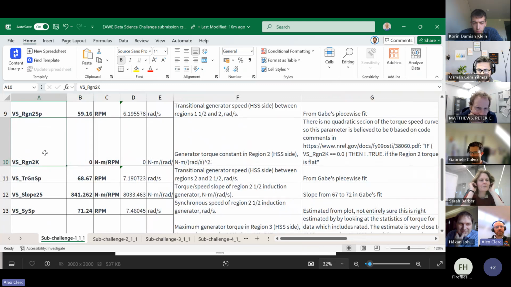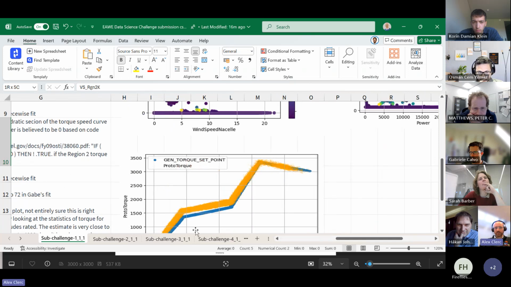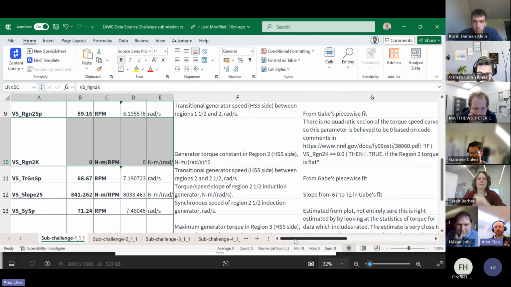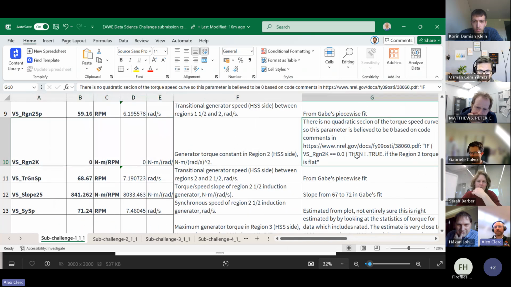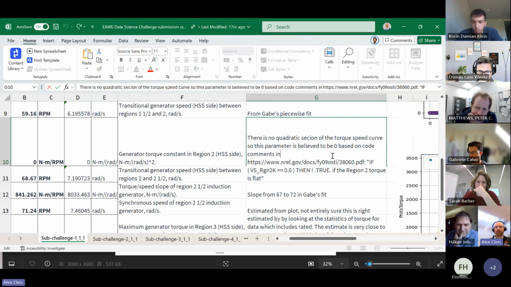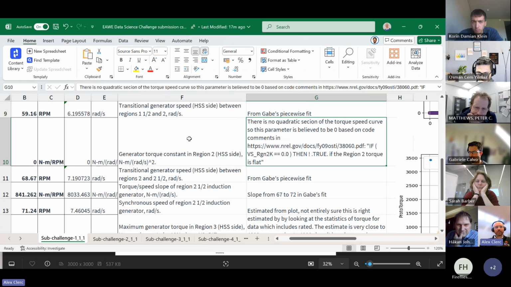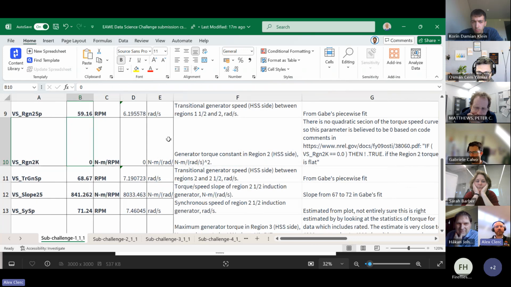This is notionally the torque constant, which defines the quadratic part of the torque speed curve. But it looked to us like this middle section was a straight line instead of quadratic, though it is hard to tell. I saw a little code in the NREL controller saying that this parameter is allowed to be 0, and then the region 2 torque is flat. That's why we put 0 in there, but that might be incorrect. I'd be interested to know how these things were really programmed.